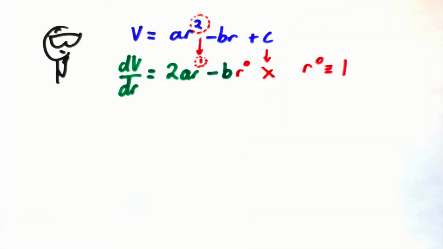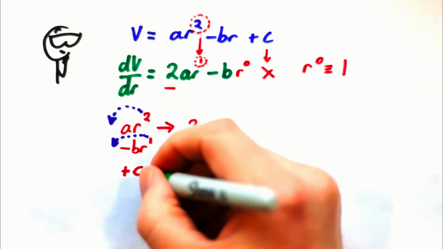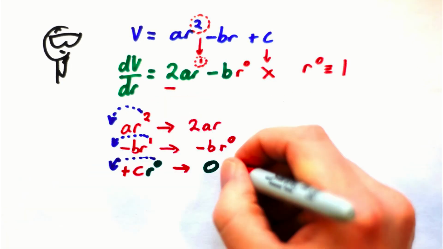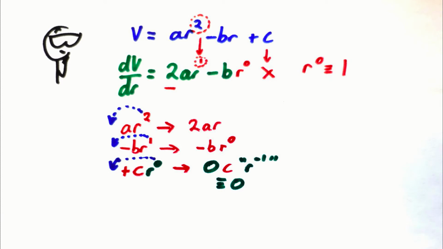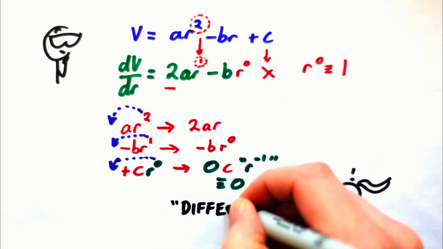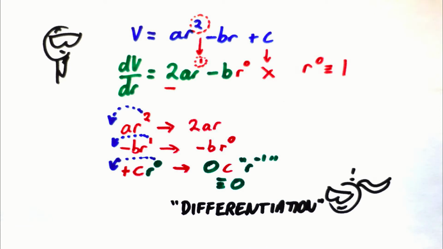Look at the a term. While the index of r has dropped by 1, the whole term has been multiplied by the original power after we've gone through this process. As soon as we recognise this, we see what has happened to the c term. There is no r term here, there's no dependency on r, c is a constant. So the rate of change with respect to r for this term must be 0. This process we have gone through is called differentiation, and what we have found is called the first derivative.